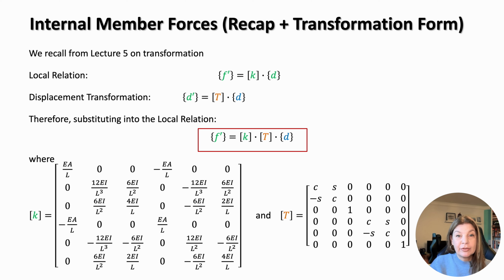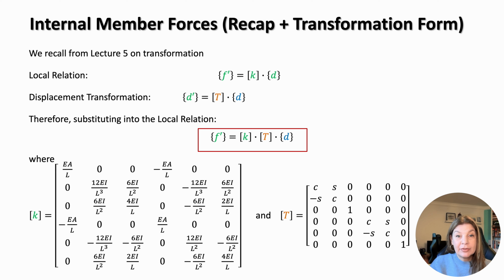We've already used the transformation matrix T earlier to convert each element's stiffness matrix from local coordinates into the global system. Now we'll use the same transformation matrix, but in the opposite direction, to transform the global nodal displacements back into local element displacements. Once we have these local displacements, we can multiply them by the local stiffness matrix K to obtain the member end forces in the element's local coordinate system.